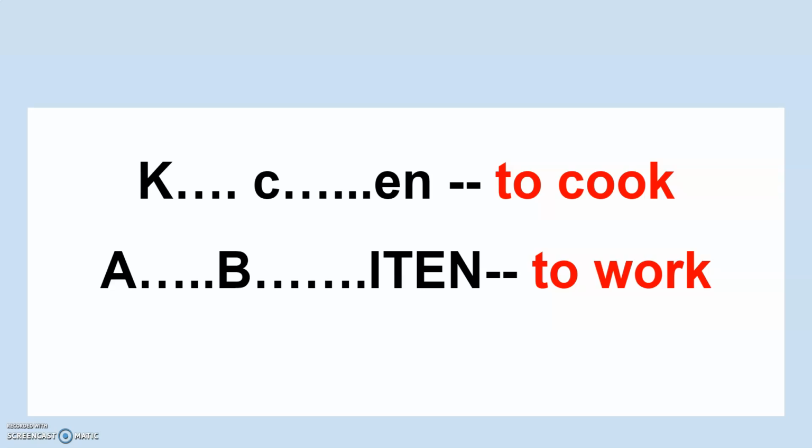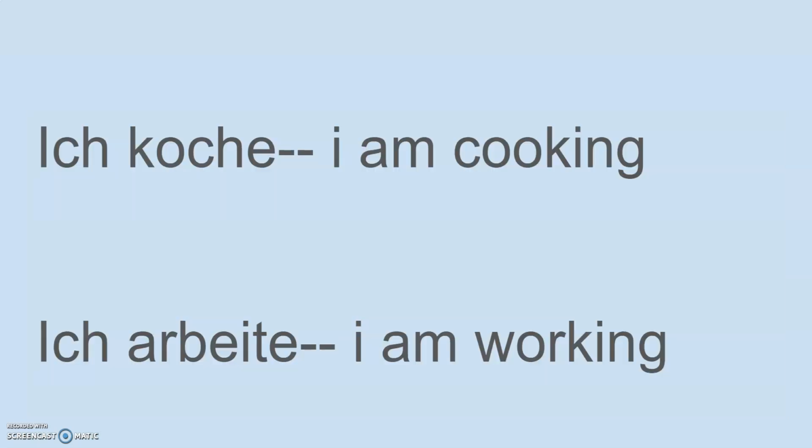Okay, so that is kochen and arbeiten. Let's move ahead. Ich koche. So as I told you, this e is pronounced as a at the end. So this is ich koche. I am cooking. Ich arbeite. I am working. Please repeat the pronunciation after me. Ich koche. Ich arbeite.